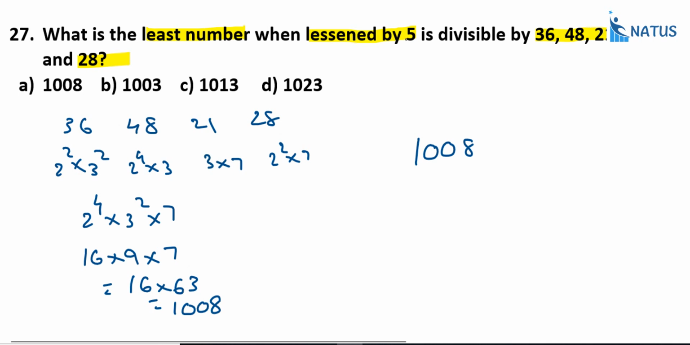What is the least number which, when lessened by 5, is divisible by these numbers? Suppose that number is equal to x. If you subtract 5 from that x, then only that number is equal to this number 1008. How will you get it? Simply add 5 to this number: 1013. If you lessen this number by 5, then it is equal to 1008, which is exactly divisible by 36, 48, 21 and 28. So what is the answer? Option C is the correct answer.